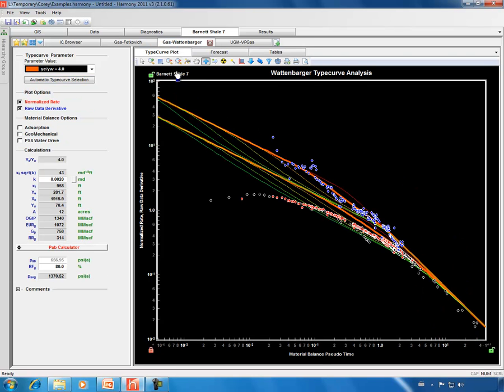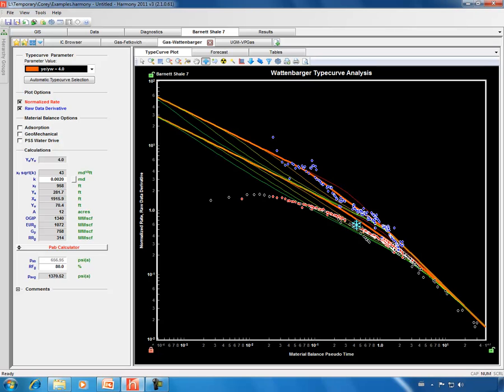Let's take a look at Wattenberger. The Wattenberger diagnostic plot is also normalized rate, but it's plotted against material balance time. And there's also a derivative plot on here. The derivative plot can help us indicate the flow regimes that we're seeing in this well. The type curves in the background are bounded linear flow.